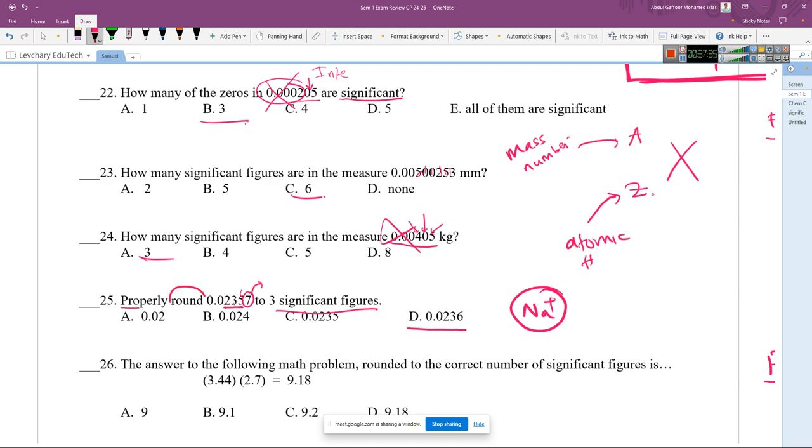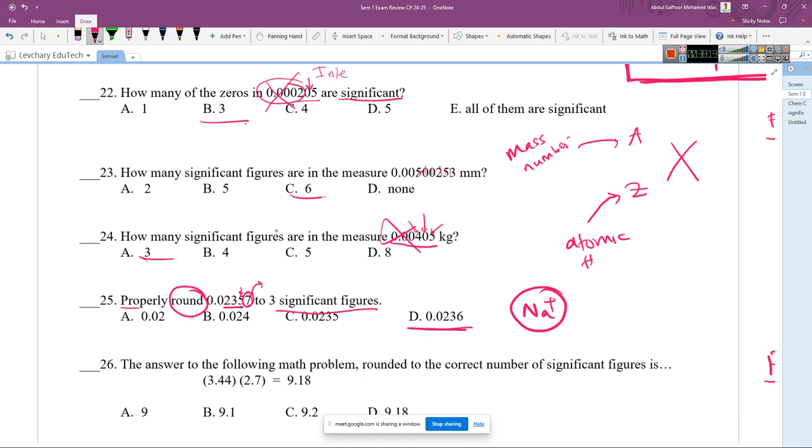Yes. Right. So rounding means we have a rule. Here we have to round to three significant figures, so we look at the fourth significant figure. If the fourth significant figure is greater than or equal to 5, we add 1 to the previous digit. If it is less than 5, we keep it as it is. Here the fourth significant figure is 7, which is greater than 5. So we add 1 to this 5 and write 0.0236.